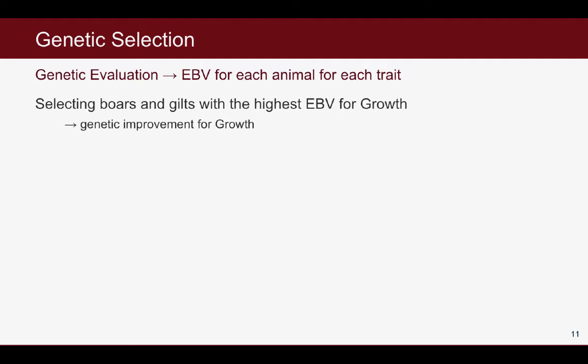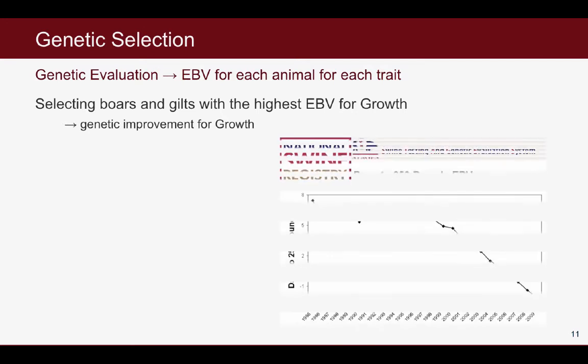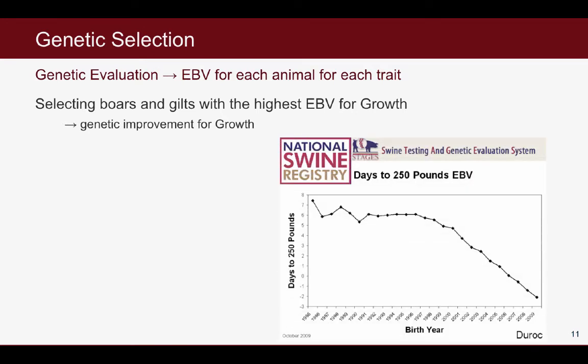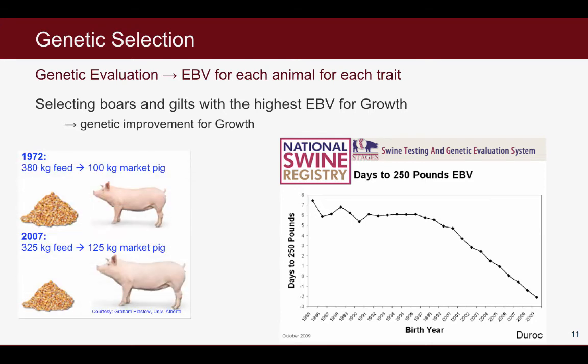This has been very successful in many livestock populations, as is illustrated here, for example, for days to reach 250 pounds in the US Duroc population, which shows a steady decline in the average genetic value since about 1997. And this has resulted in pigs that now reach a higher market weight on substantially less feed, as is illustrated here on the left.